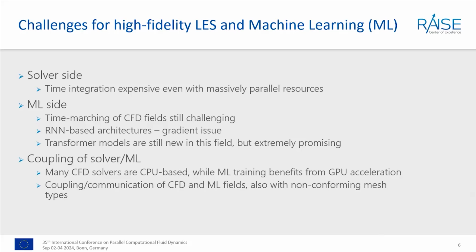And the third challenge is on the coupling side. Here, as I said, we are trying to accelerate, not really replace, the solver. So we would also need some sort of coupling between the solver and the machine learning model. Many legacy CFD solvers are still CPU based, although a lot of them are being ported now to GPU. But for a lot of solvers we have this problem of them being CPU based, while ML training, as we know, benefits from GPU acceleration. So we need some sort of coupling there. That is another challenge we try to address in this research.